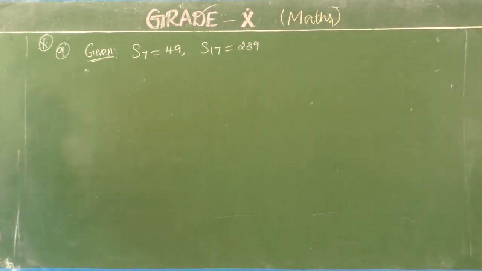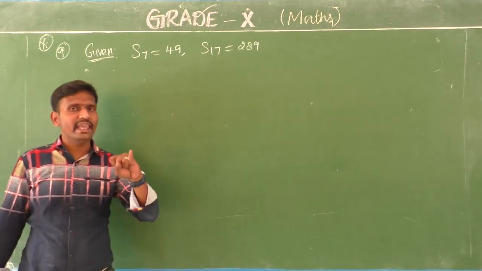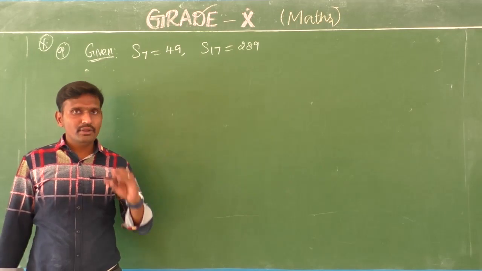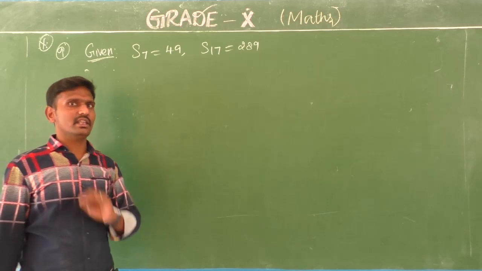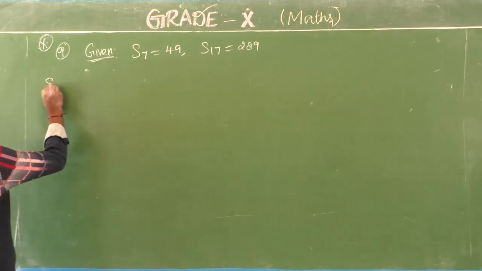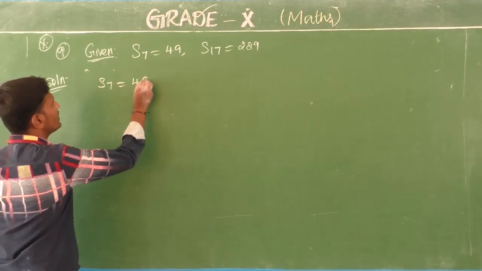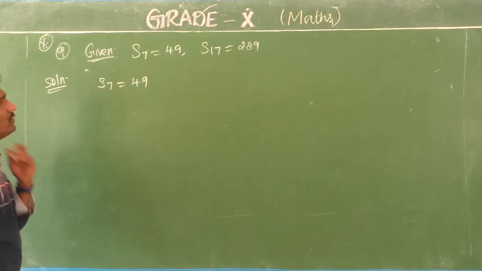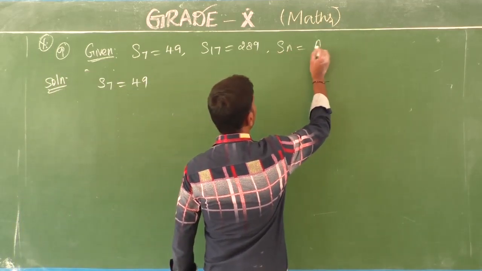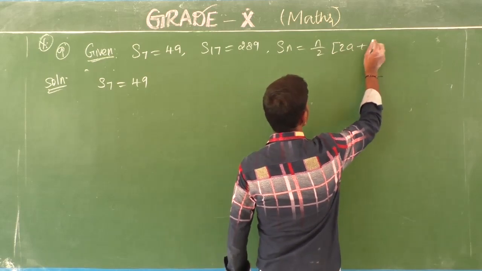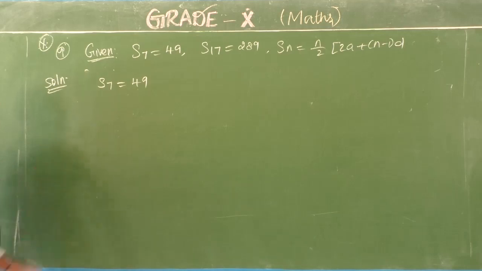In this question also you have the same pattern: use the elimination method to solve for the values of A and D, and then substitute. It is a new thing for you to substitute the nth term value and use the elimination method. Now listen. Solution: take S7 equal to 49. Before that, you know the formula: Sn equals n by 2 into 2a plus n minus 1 into d. Now you have S7.